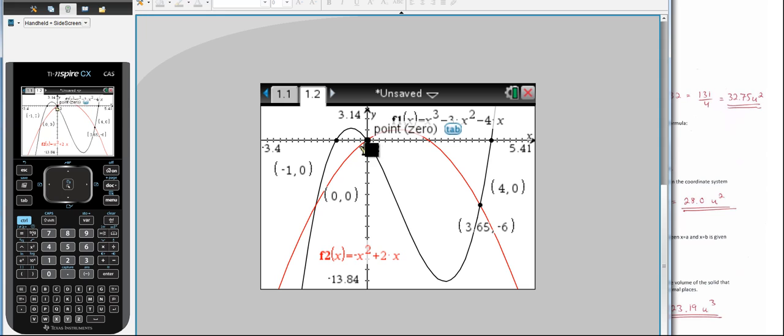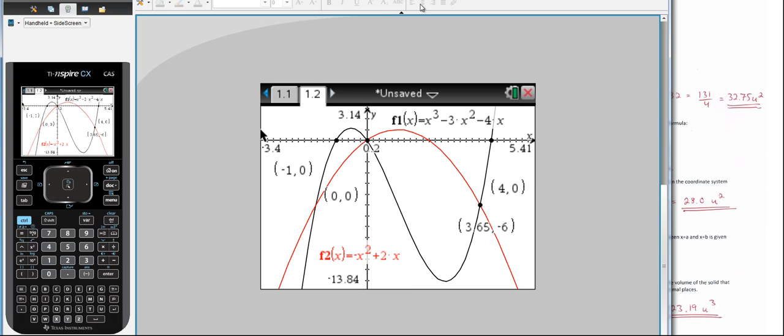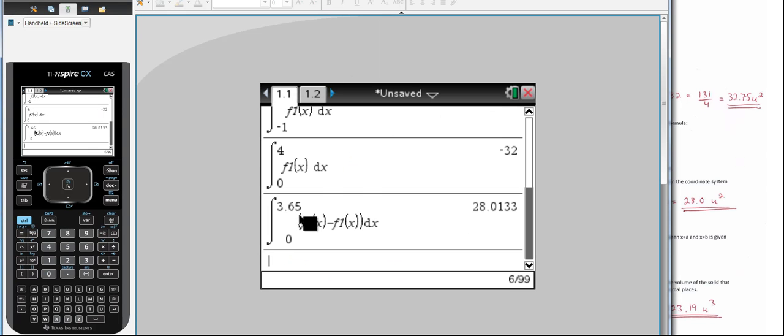Let's have a look at the graph again. So this function is rotating around the x-axis. Okay, so the lower limit is 0, the upper limit is 3. We basically just have to use the formula in a calculator page. So let's go back here. We have the function f1 defined already. So let's do this formula.